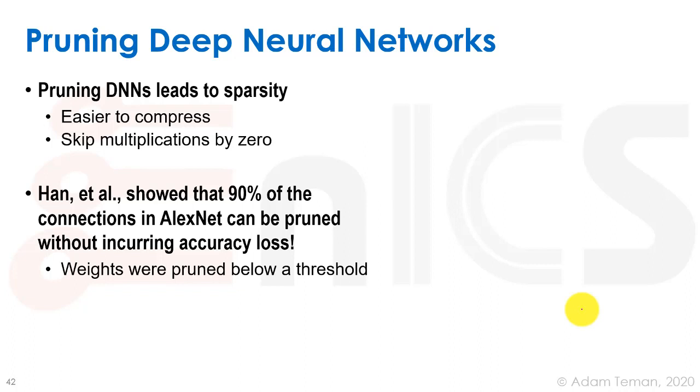And in Songhan's work, he showed that 90% of the connections in AlexNet can be pruned without incurring any accuracy loss. In other words, we have these networks that have way too much information in them, and we can get rid of 1 out of every 10 synapses in there. That's really amazing. The way he did it is he took a threshold, and anything that was under a certain threshold he got rid of.